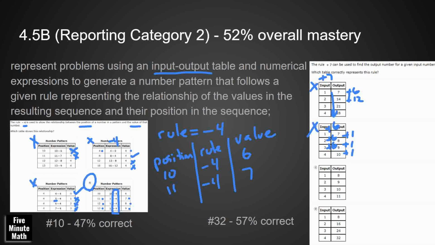Now, 1 plus 7 makes 8, 2 plus 7 makes 9, 3 plus 7 makes 10, 4 plus 7 makes 11. So that works. This one has a plus 7 at the beginning, but now it has a plus 14, right? Plus 21. That doesn't work. So our answer there is C. 57% of our students got that correct.